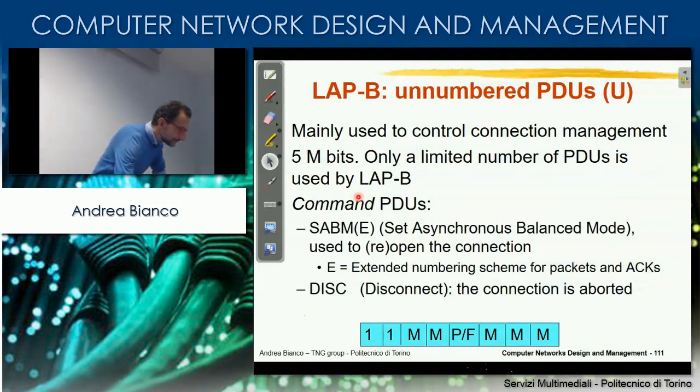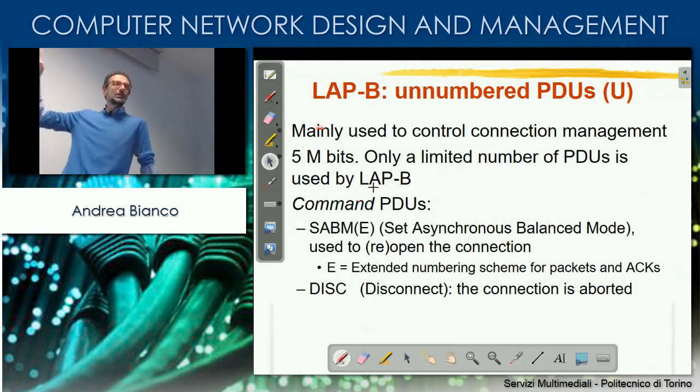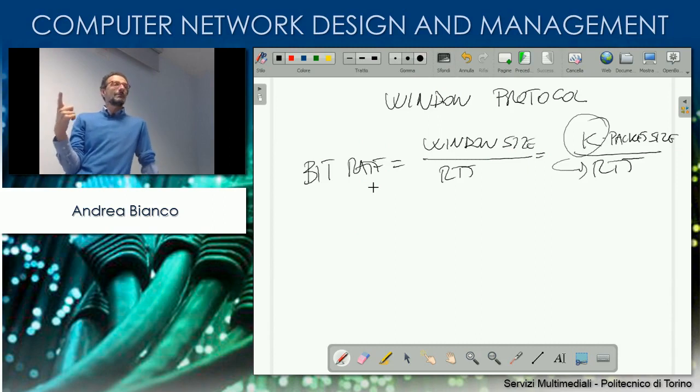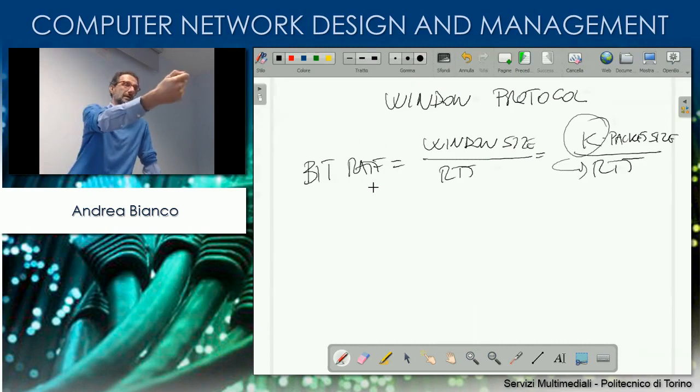Because the window size, if you remember, this is the rule. That's the most important lesson learned from the knowledge of window protocol, this rule. The bit rate is the window divided by the round trip time. So how can I control the bit rate? Well, you may say I can increase the round trip time, right? If you want to reduce the bit rate, I could increase the round trip time, for example, by delaying the ACK.